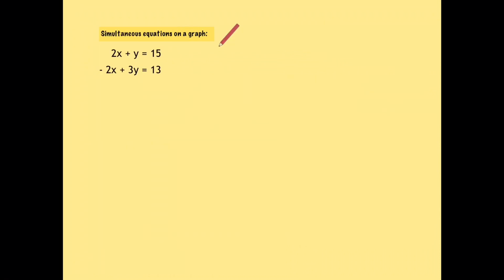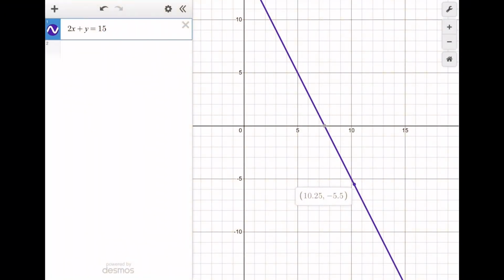This is our first question. Before we explain how to solve this, you have to understand how simultaneous equations work. So here is one half of the question plotted on a graph. This is the graph of 2x plus y equals 15. And you can see as we go along the points are all different.